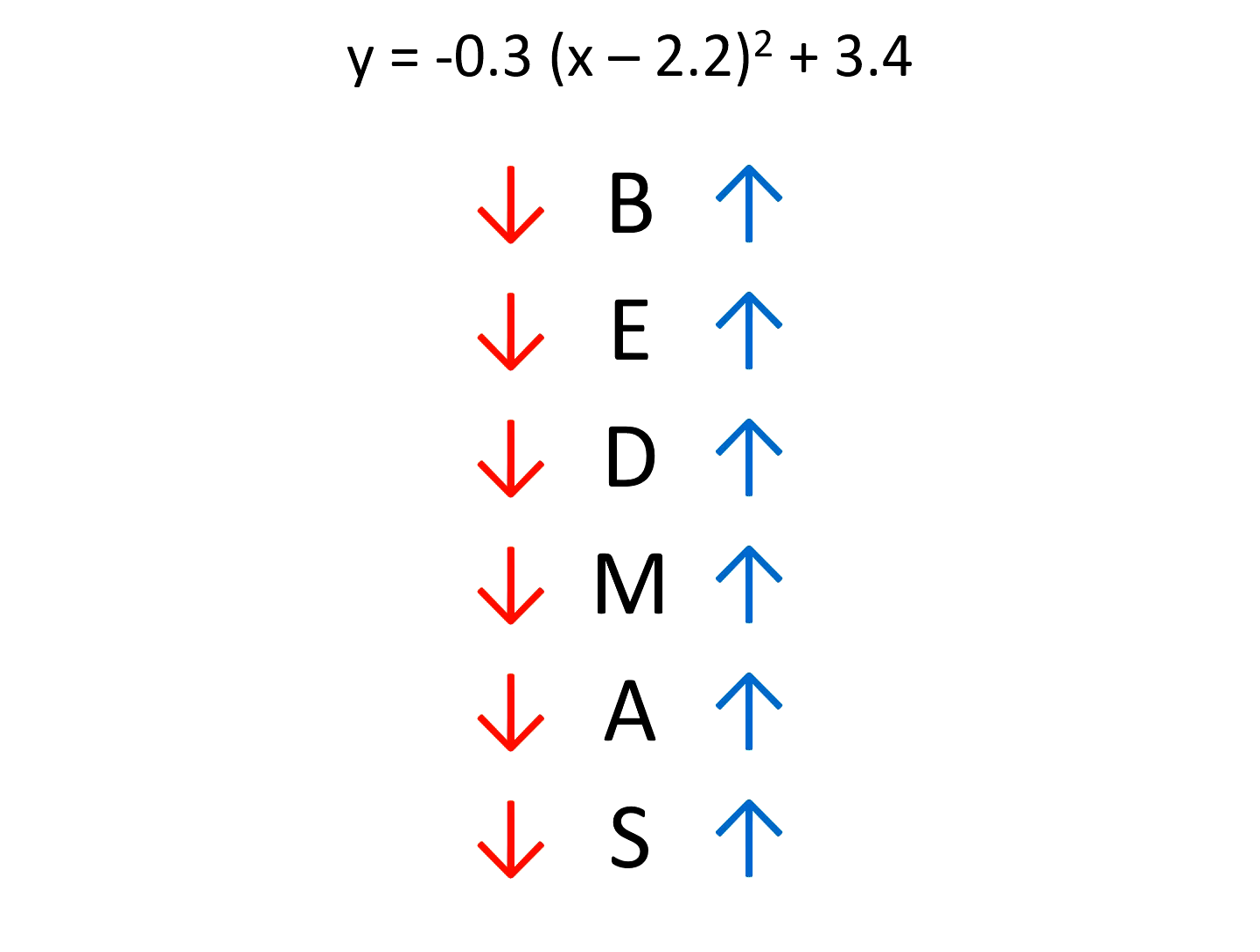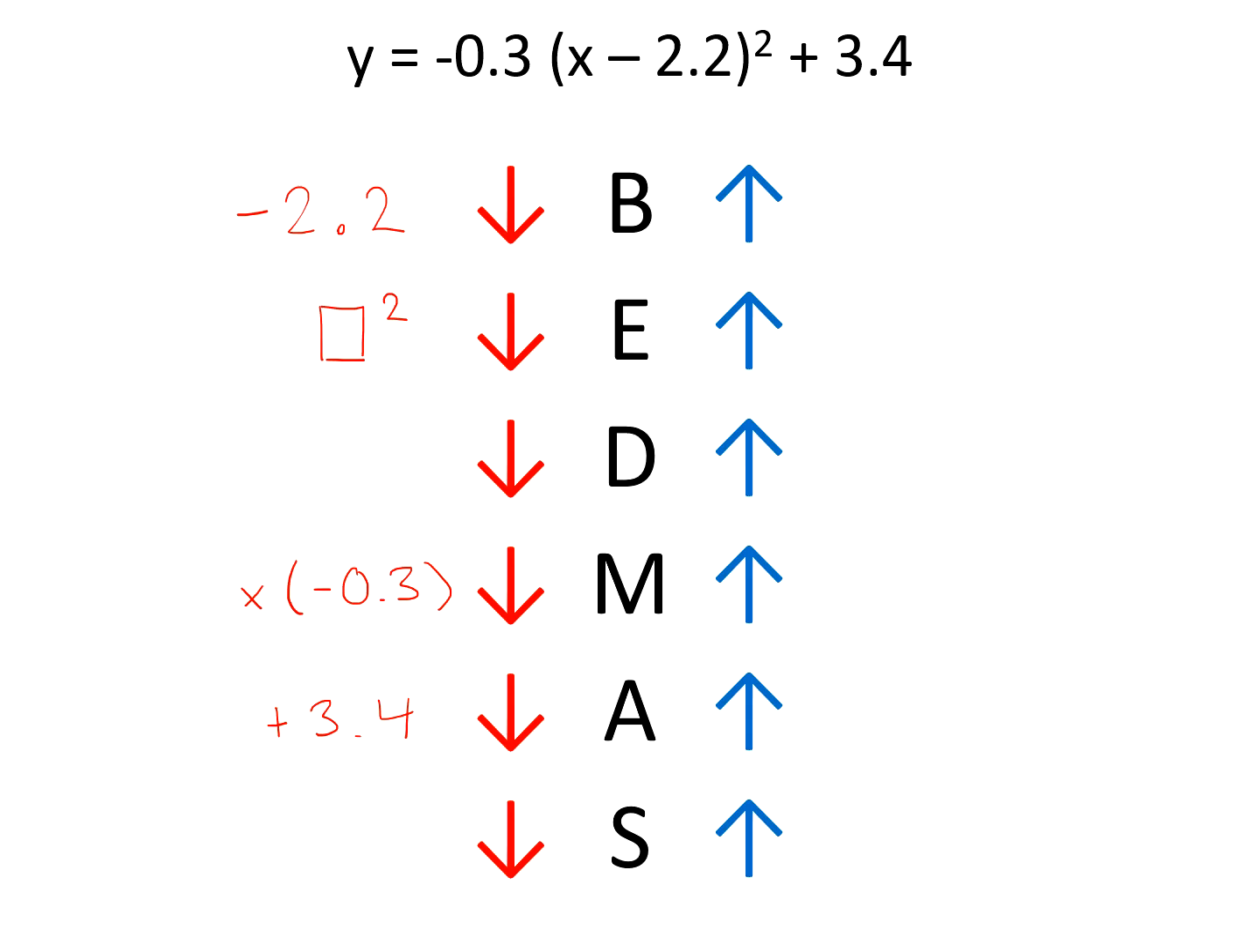If you were to evaluate this equation, the first thing you would do is look at the brackets. Within the brackets, you have the operation subtract 2.2. So the first thing you would do according to BEDMAS is subtract 2.2. Next, you would raise that to an exponent of 2. Afterwards, you would multiply by negative 0.3. And lastly, you would add 3.4. You would follow these operations in this order if you wanted to solve for y.